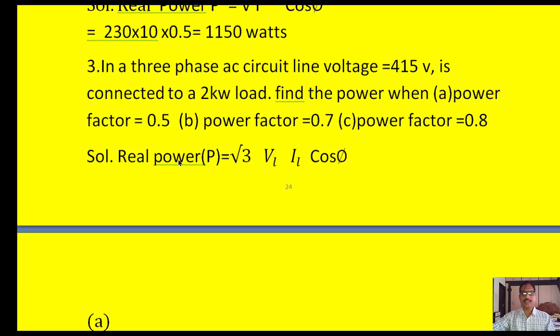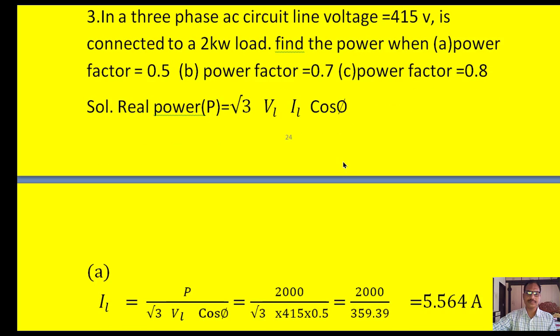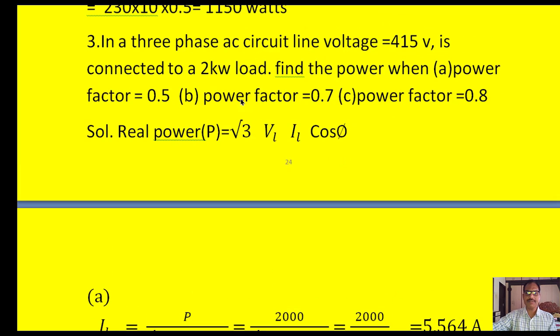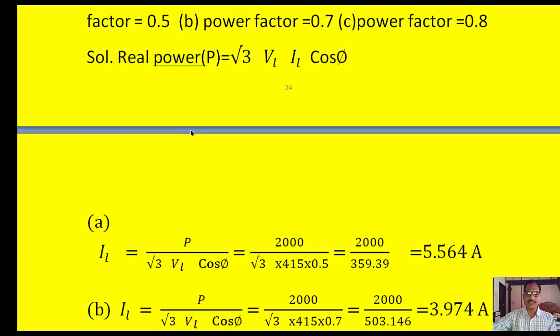So we know for the three-phase AC circuit, real power is given by root 3 into VL into IL into cos phi. Here VL means it is line to line voltage, IL means it is line current, and cos phi means it is the power factor of the load. So let me take the first condition, that is when the power factor is 0.5.